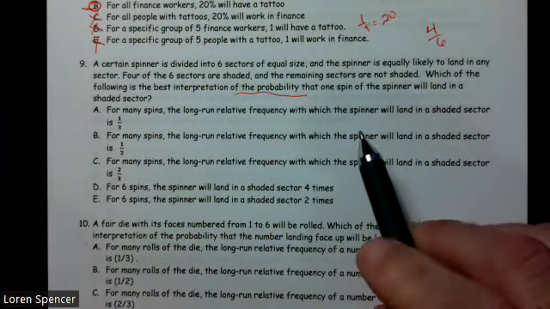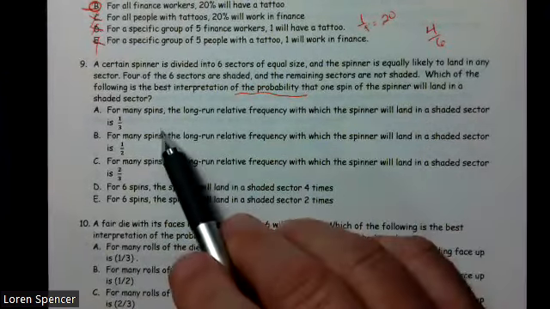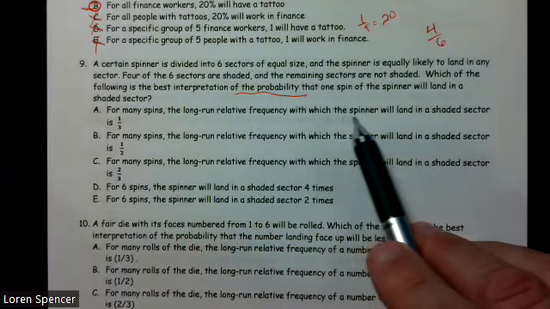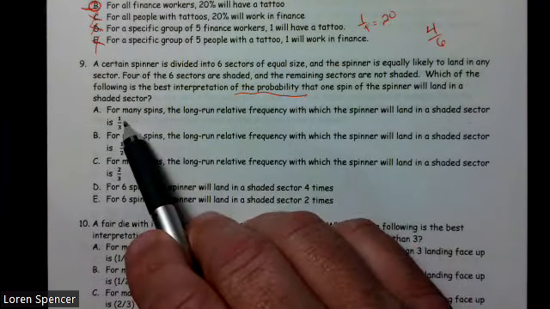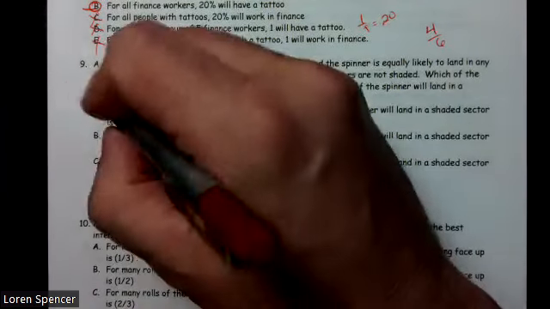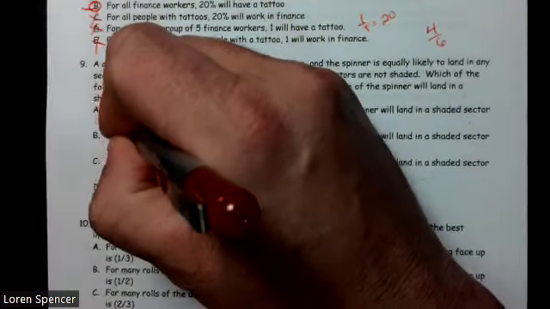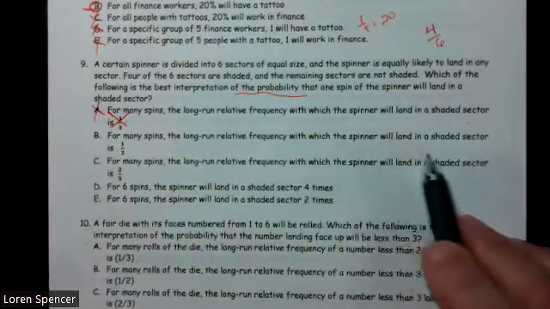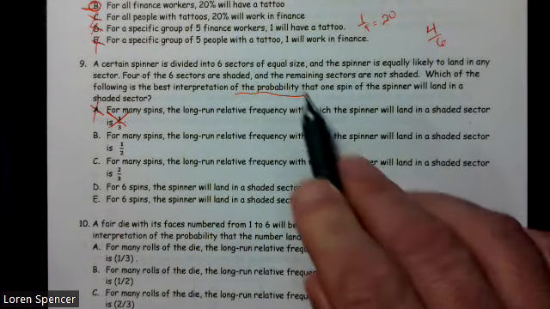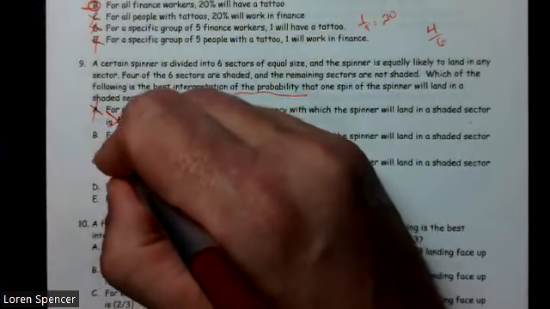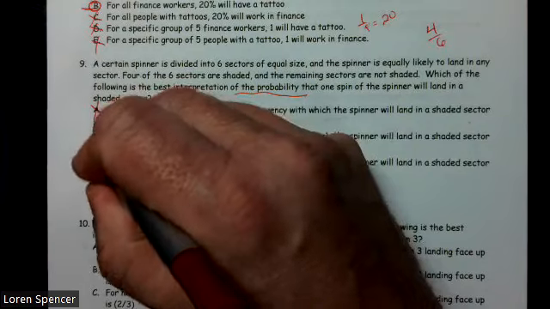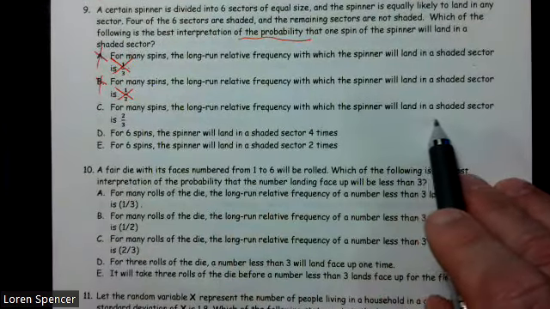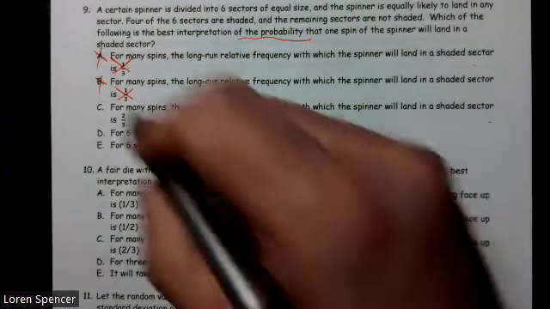Once again, in the long run, this is what I'm going to expect. So for many spins, the long run relative frequency with which the spinner will land in a shaded sector is 1/3. This is a really good explanation, except it needed to be 2/3, not 1/3. For many spins, the long run relative frequency, again, that sounds really good, but we're not looking for 1/3 or 1/2. We're looking for 2/3. For many spins, the long run relative frequency with which the spinner will land in a shaded sector is 2/3.